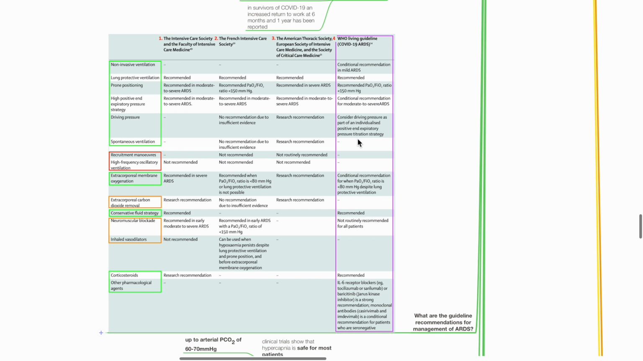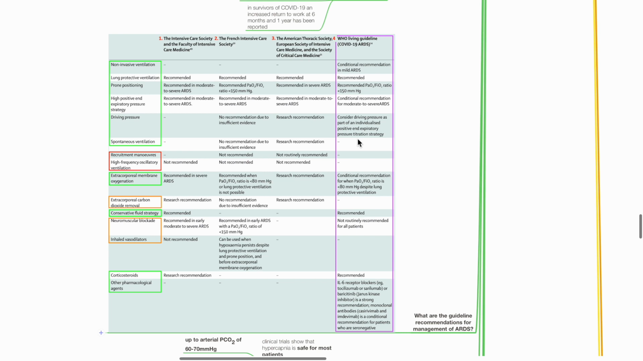ECMO is recommended in all guidelines. Extracorporeal carbon dioxide removal is recommended for research. Conservative fluid strategy is recommended in the first and fourth guidelines. Neuromuscular blockade is recommended in the first and second guidelines. The WHO Living Guideline does not routinely recommend neuromuscular blockade. Inhaled vasodilators are not recommended in the first guideline.